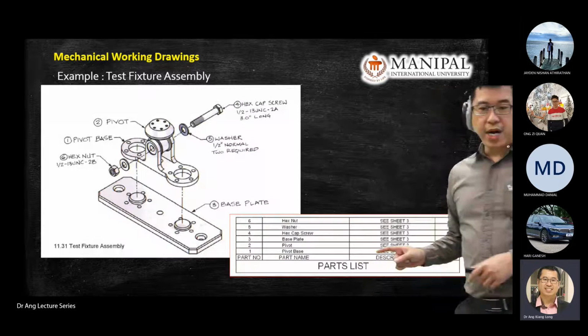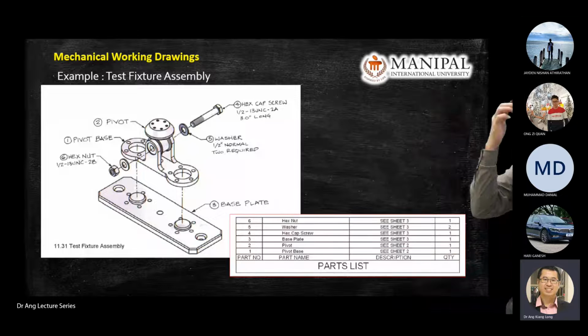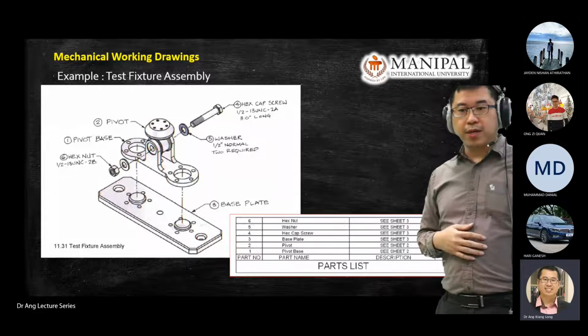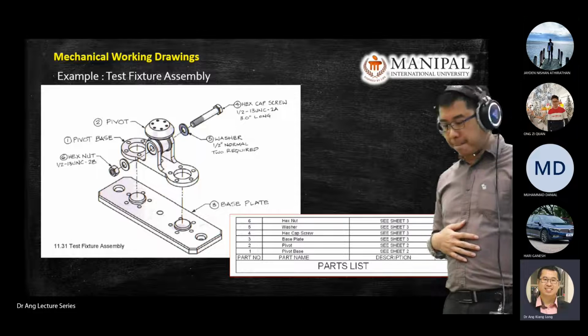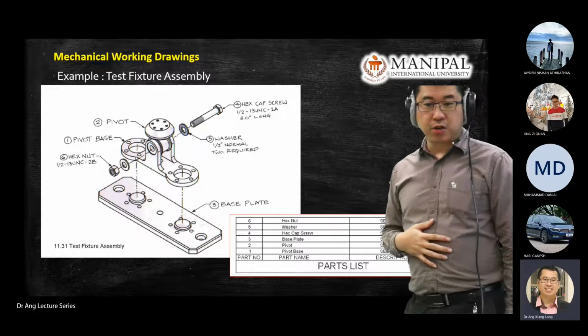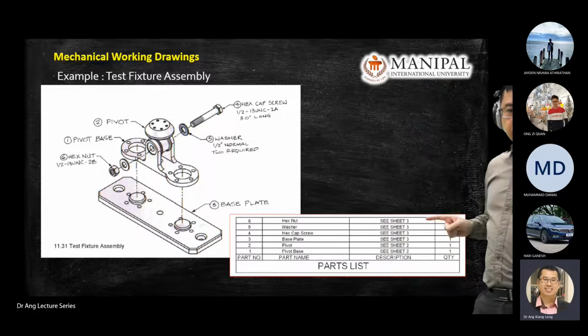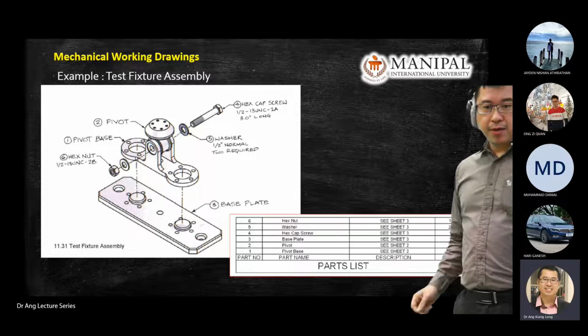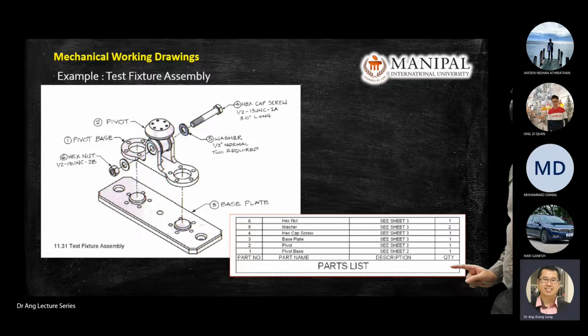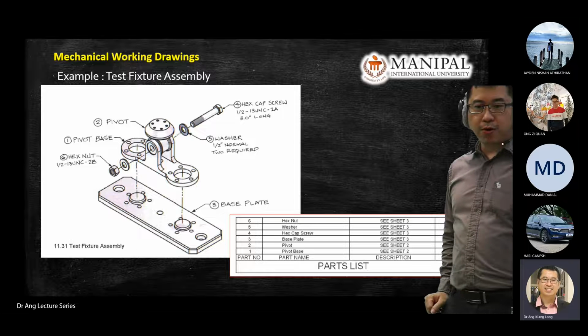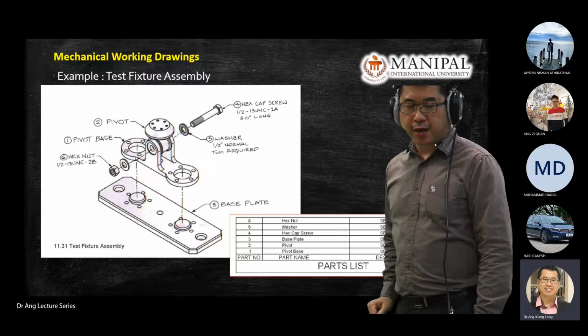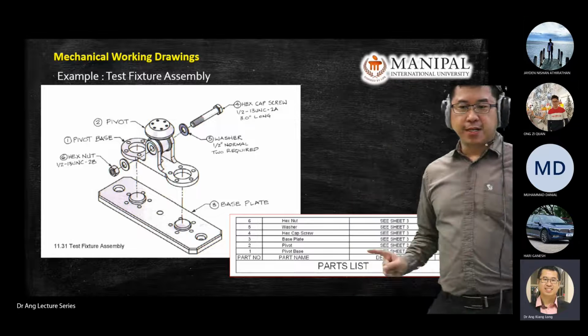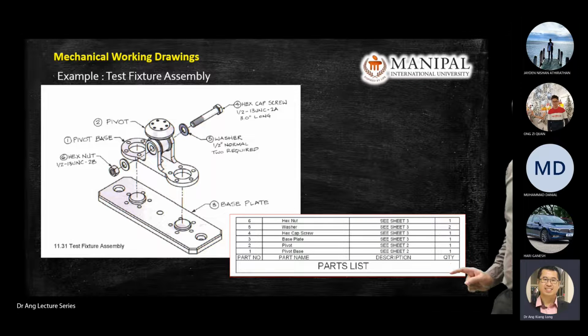Why do you need this part list? Because later, when you do costing, the number inside here and the material of that part will play an important role in information to calculate the total cost of your object. So all this will link up later on.